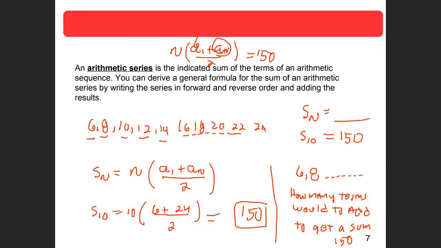I'm not going to finish this problem because I want you guys to think about it for a bit. But even though they gave us just two terms here, we can write an equation for a sub n, can't we? a sub n would equal, what is that? 2n plus 4?